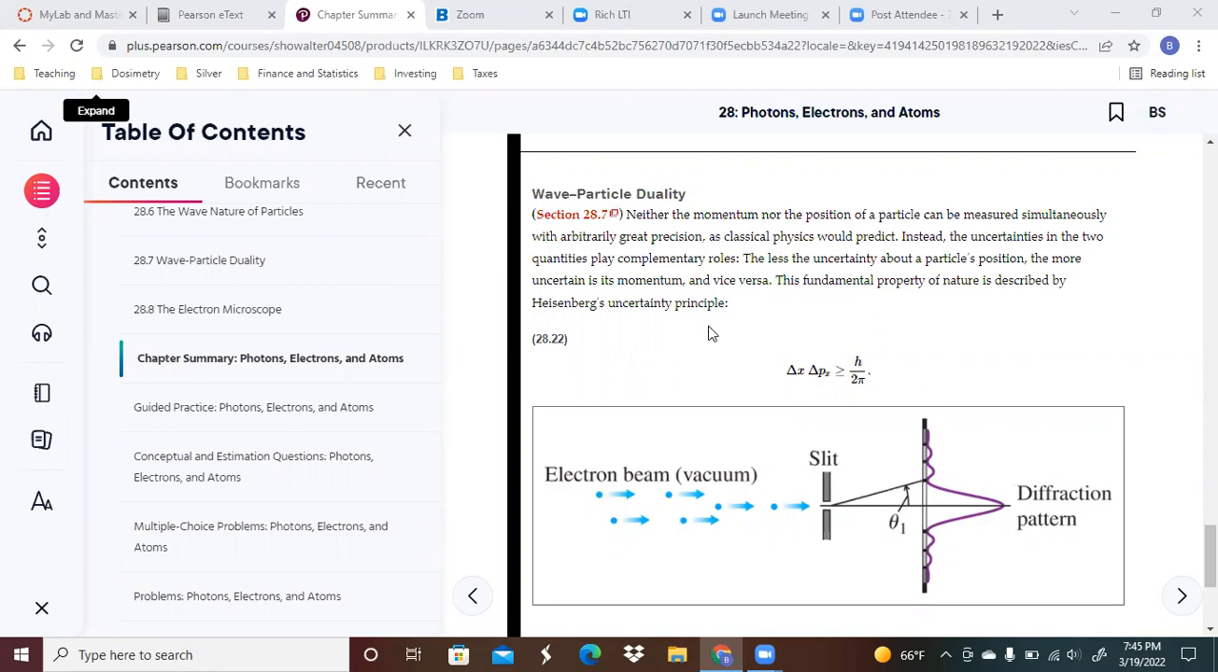In classical physics, you can do that without too much difficulty. Instead, the uncertainties in the two quantities play complementary roles. The less the uncertainty about a particle's position, the more uncertain is the momentum, and vice versa. So this is described by Heisenberg's uncertainty principle. In other words, the uncertainty in the position times the uncertainty in the momentum is going to have to be greater than or equal to Planck's constant divided by 2 pi.